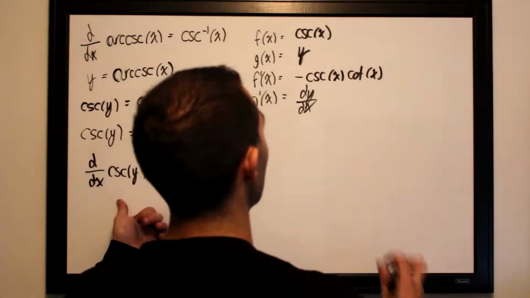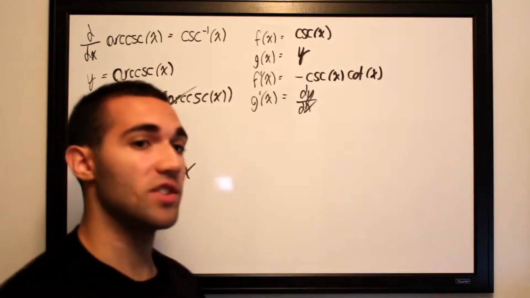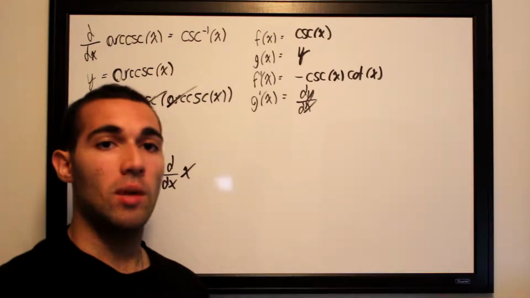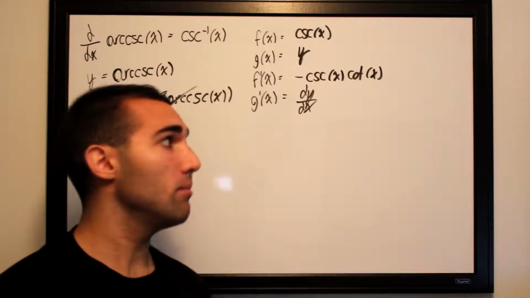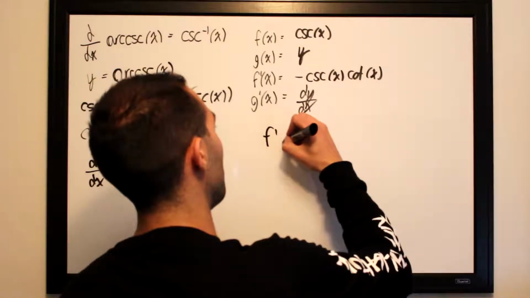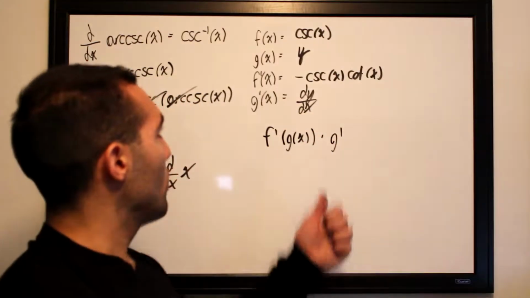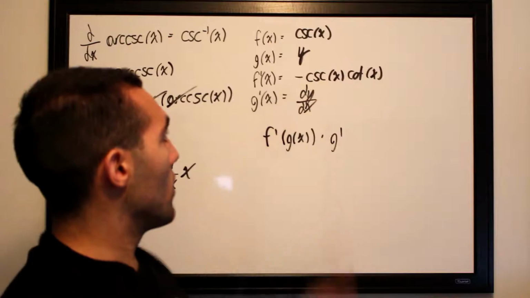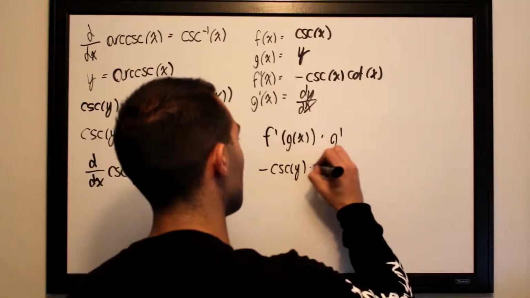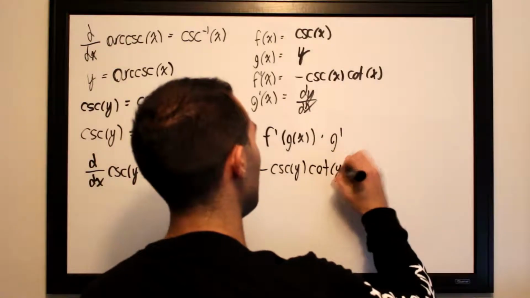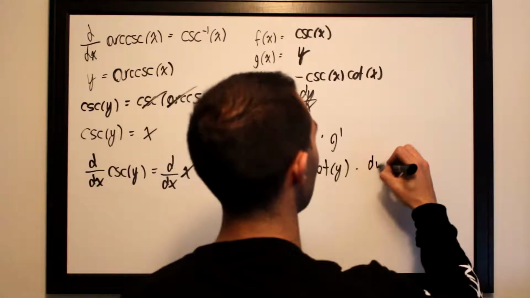So what we'll do is substitute in y wherever we see x in our f prime, since chain rule essentially asks you to plug in g wherever you see x in your f prime. It's f prime composed of g of x times g prime. So we substitute in y wherever we see x here, which is negative cosecant of y times cotangent of y, and then multiply that entire expression by our g prime, which is dy by dx.